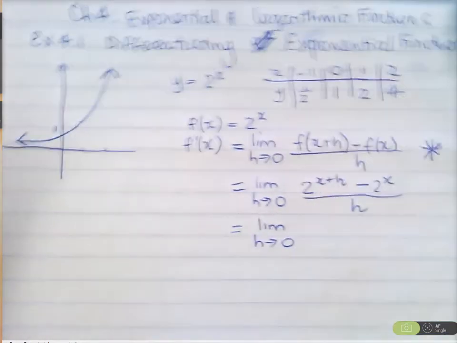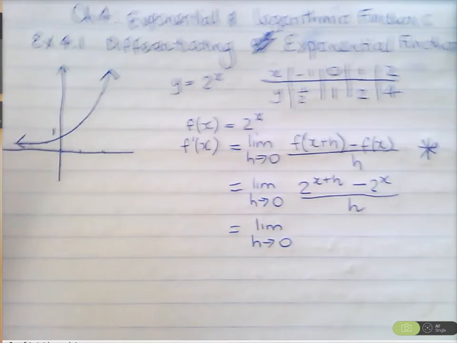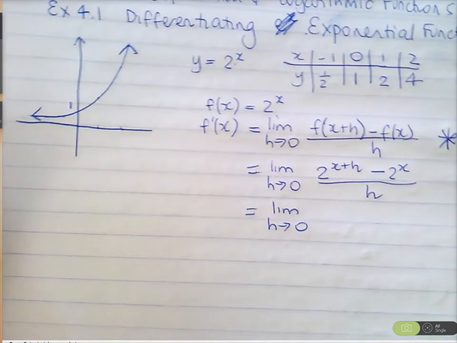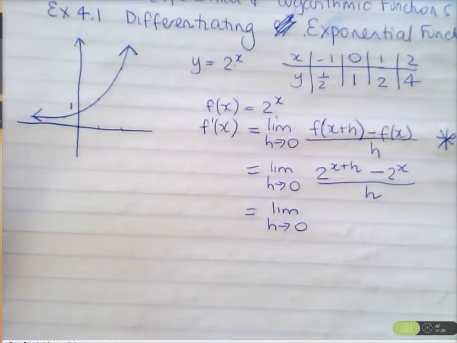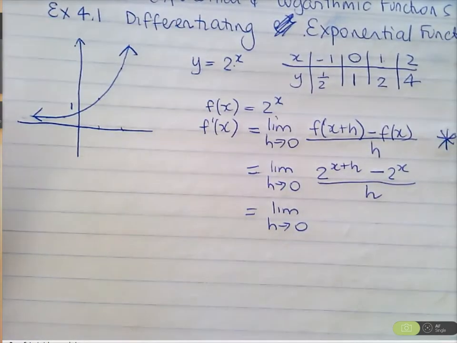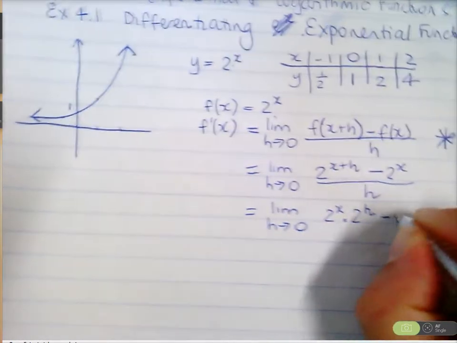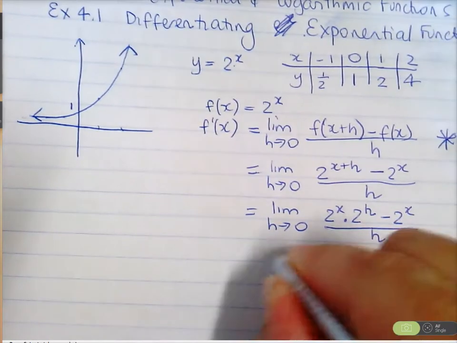See this? You learn that formula with the star. Limit as h approaches 0, function of x plus h minus function of x over h. What that formula does is just work out the gradient of the secant as it gets really, really small. And when h becomes 0, but it never can, because this will be undefined if it does, you actually get the gradient of the tangent eventually. Okay, now, how can I break up 2 to the x plus h? 2 to the x times 2 to the h minus 2 to the x over h.